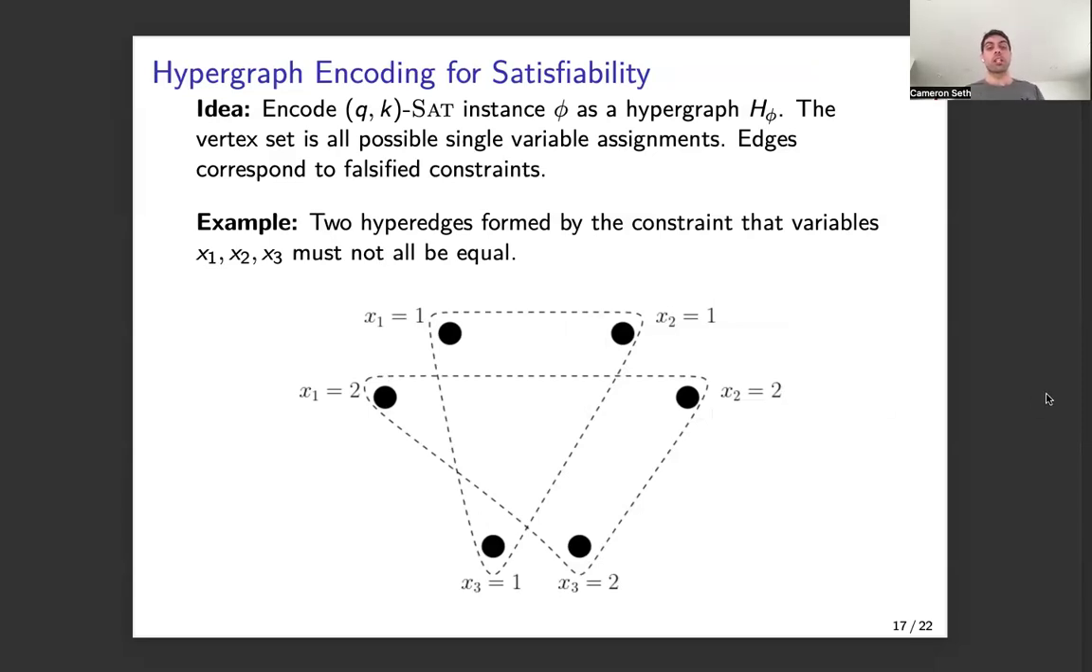And the important observation here is that in this hypergraph, satisfying assignments correspond to independent sets. And further, partial satisfying assignments, so assignments to a subset of the variables that satisfy all the constraints that they are part of, also correspond to independent sets in this graph.